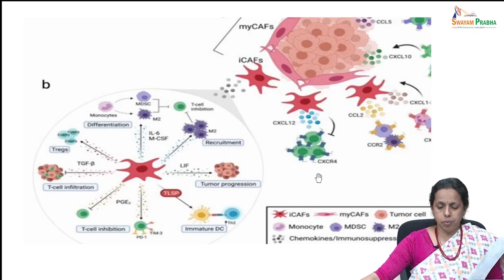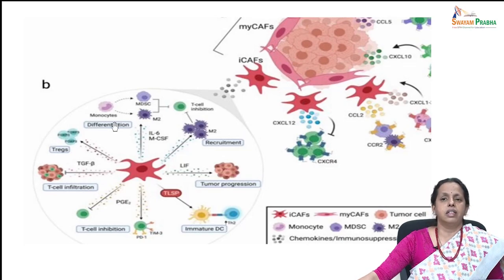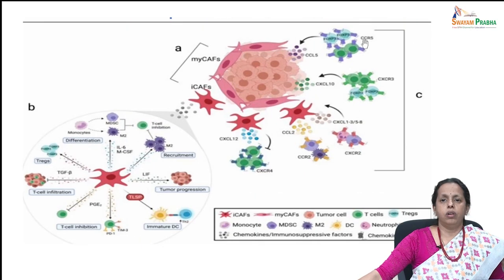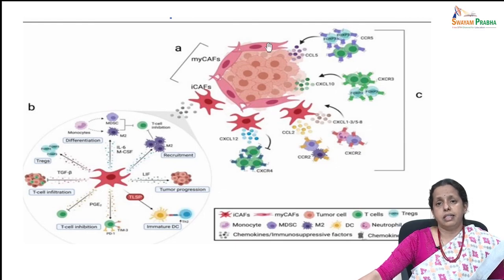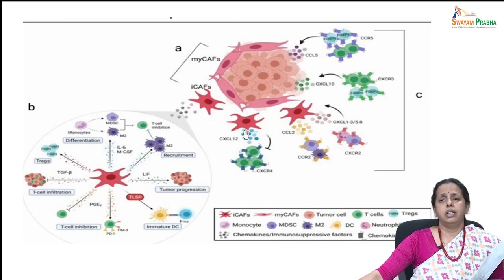And then promoting T regs. This is one more term you have to really take up: T regs are nothing but T regulatory cells. This is a very, very important function of cancer associated fibroblasts. CAFs can also entrap T cells in the tumor stroma through the CXCL12-CXCR4 axis and recruit further MDSCs. This is very important for the function of your CAFs.